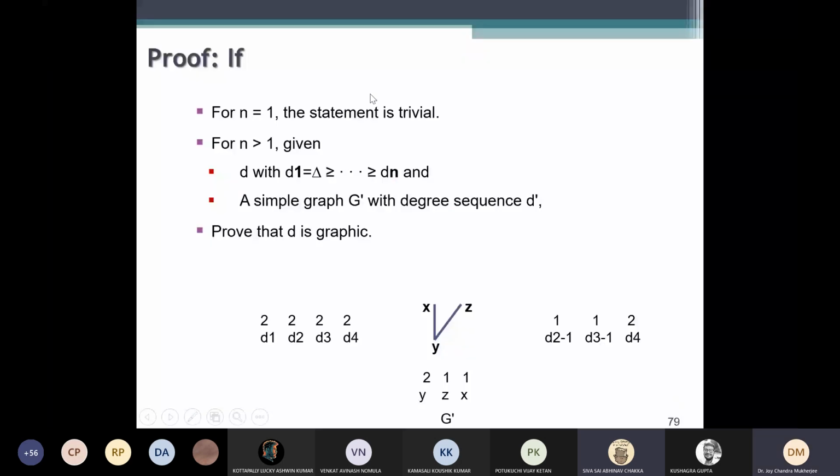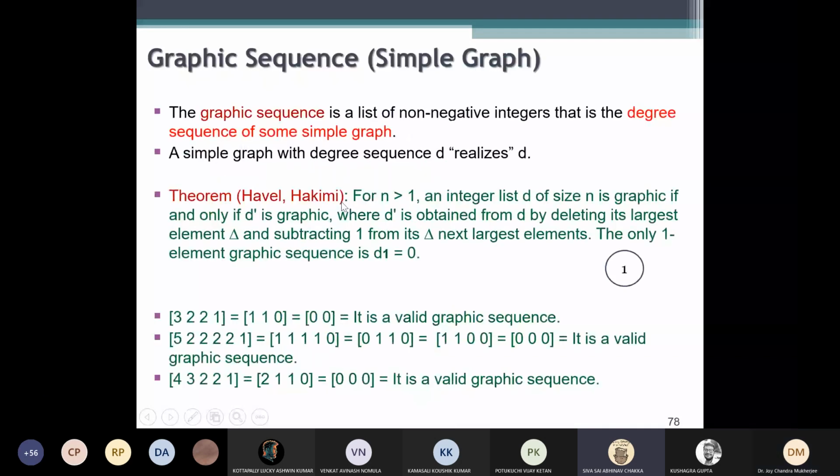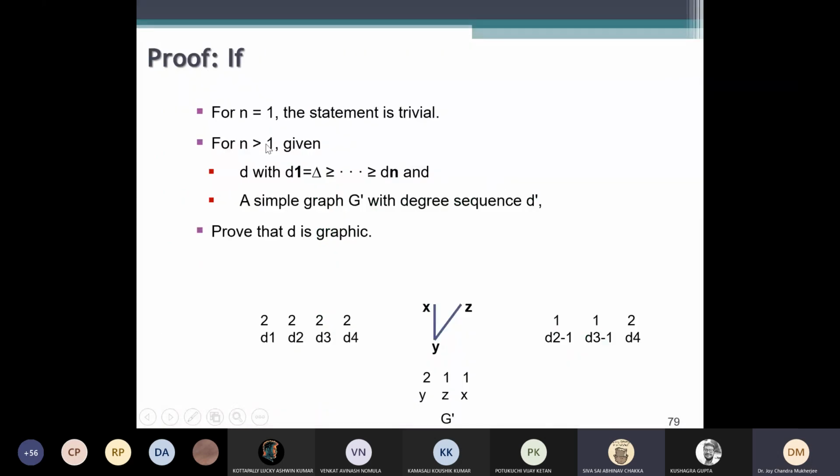If part we need to prove. What is the if part? In the if part, for n equal to 1, the statement is trivial. We have already proven that. For n greater than 1, what is given to us and what we have to prove.